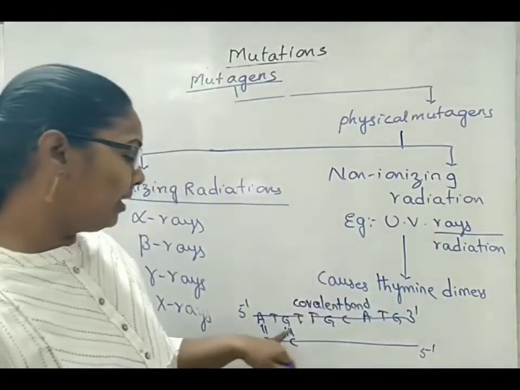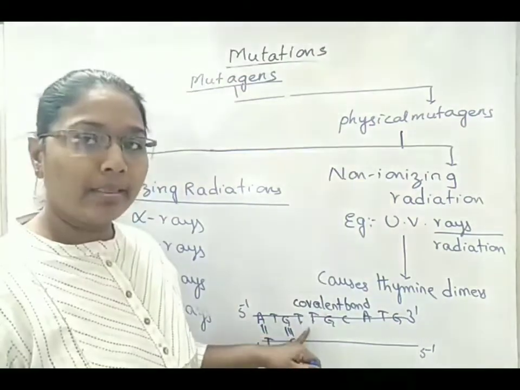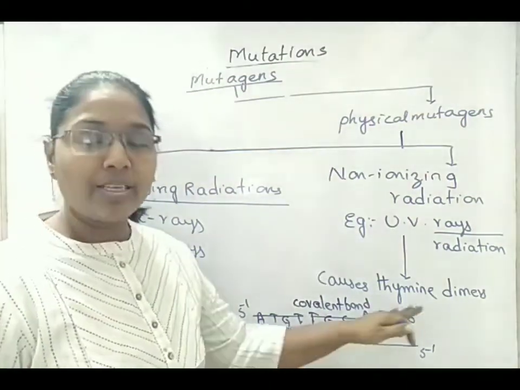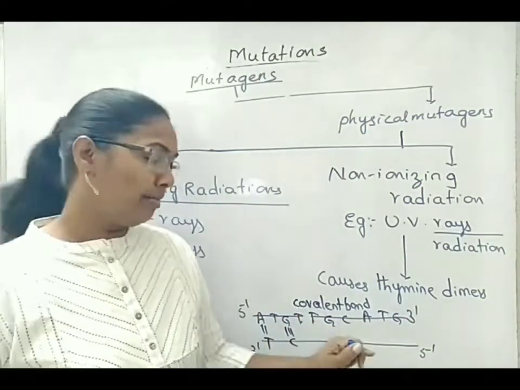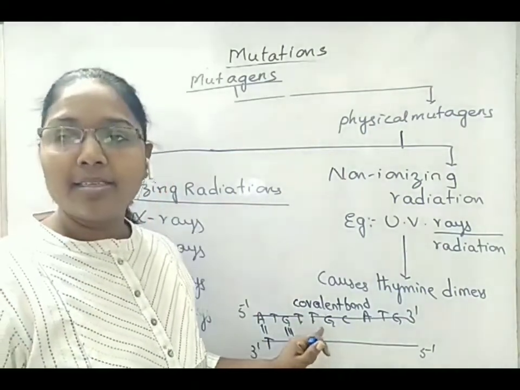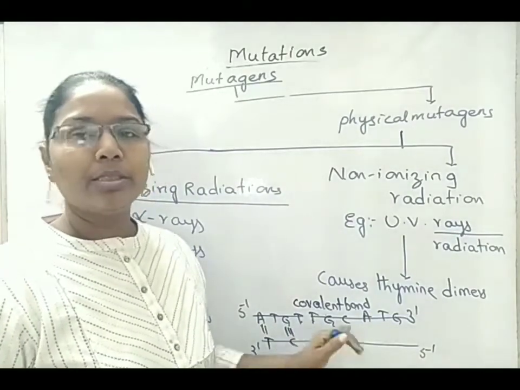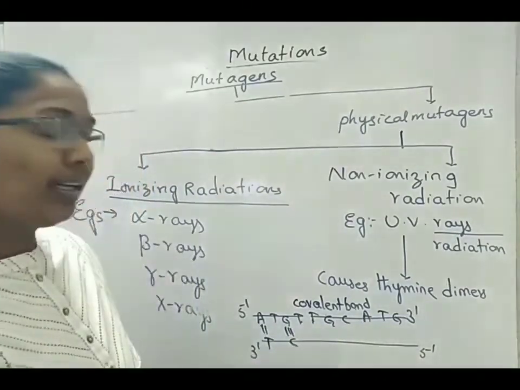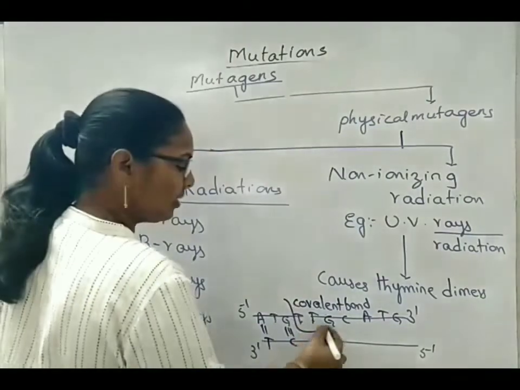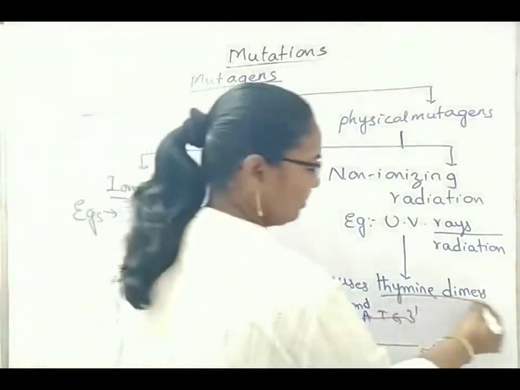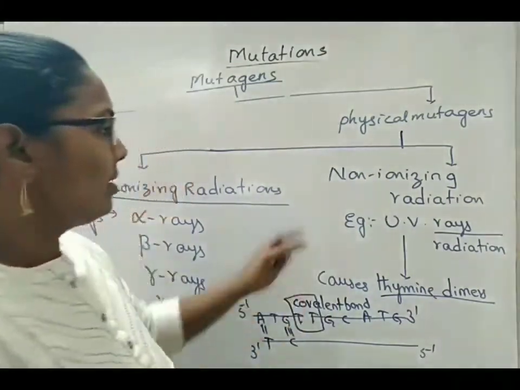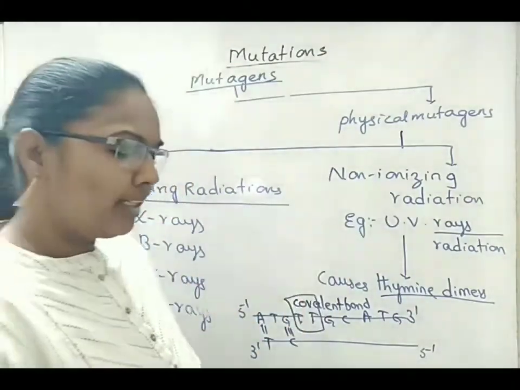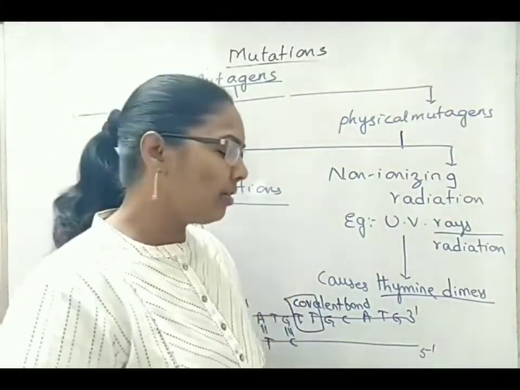Again, I am repeating: between two side-by-side thymine nitrogen bases on one single strand, there should be a diphosphoester bond. But instead of that, a covalent bond occurs between two side-by-side thymines on a single strand. That we call thymine dimers. Okay, so this is the severity of the physical and chemical mutagens that are causing it.